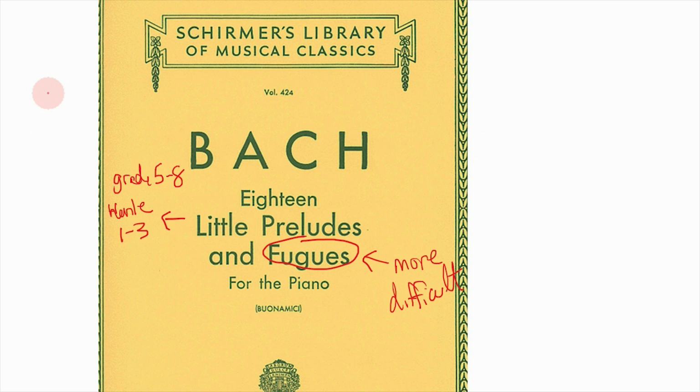Bach's little preludes overlap the Notebook for Anna Magdalena somewhat, but they start maybe just a little bit more difficult. The little preludes are usually bound together with his fuguettas, and the fuguettas are significantly more challenging than the preludes, just to give you a heads up about that. There are a few little preludes in the RCM syllabus around a grade 5 to an 8 level, which is going to be more like Henle 1 to 3.